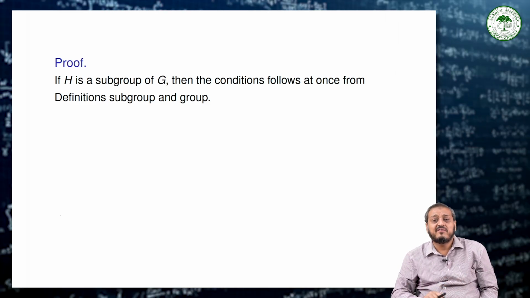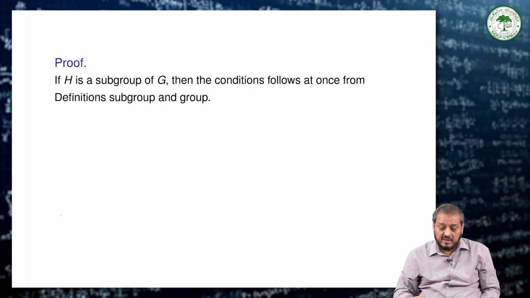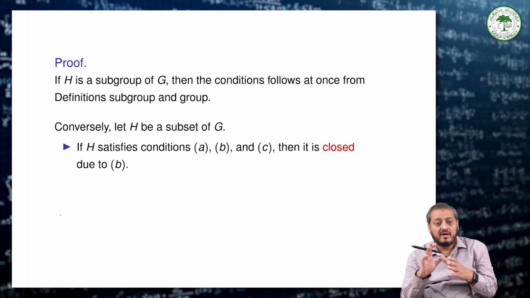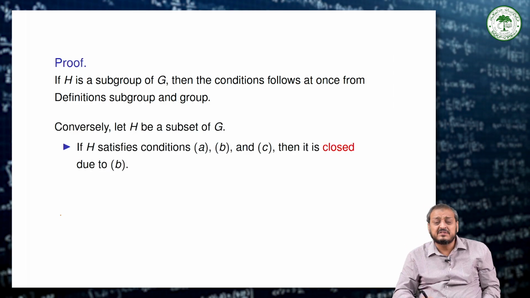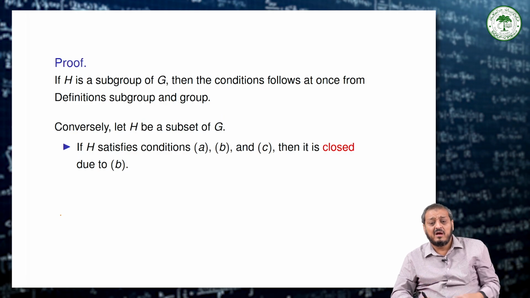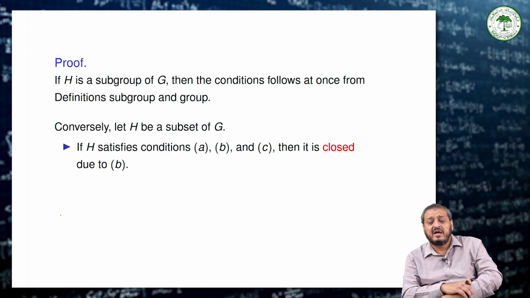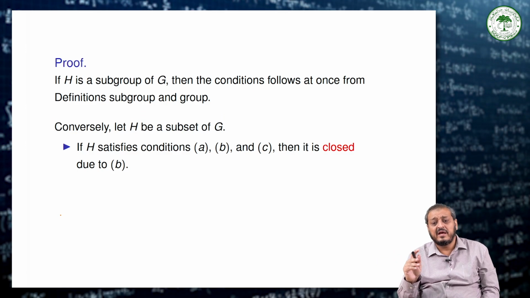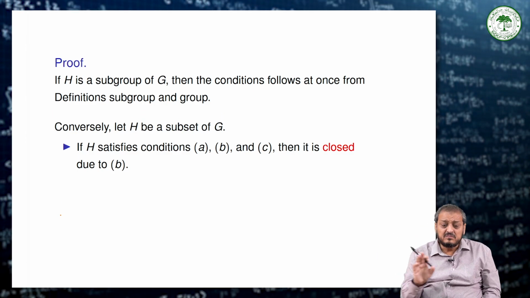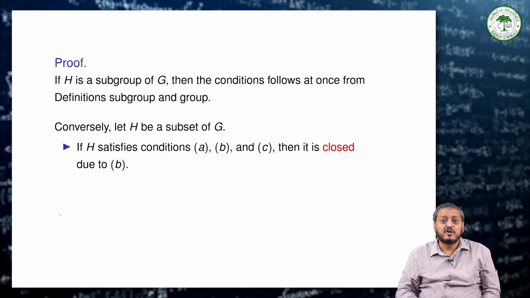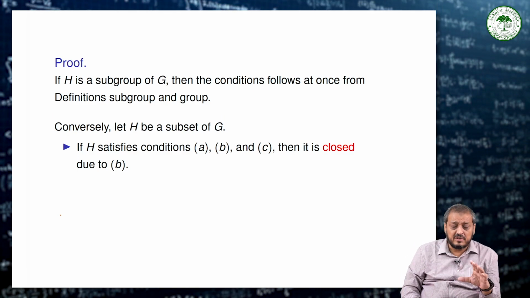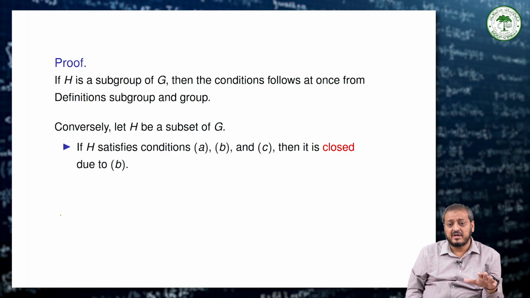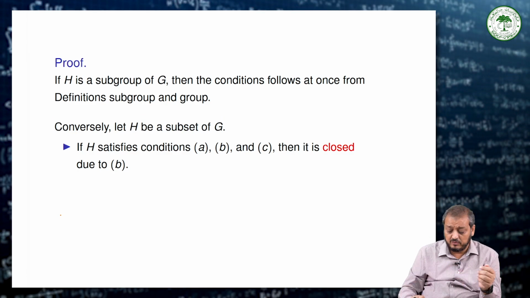Now the converse part is interesting. We assume that all these three conditions A, B, C are satisfied. If H satisfies these conditions, then clearly H is closed by the second condition, and since it is closed by the second condition, clearly H1 H2 we can just say that.